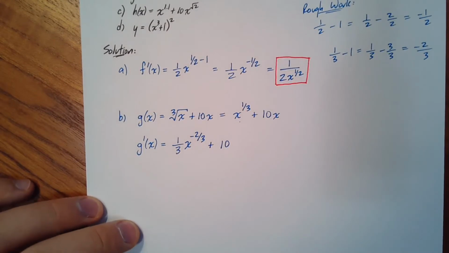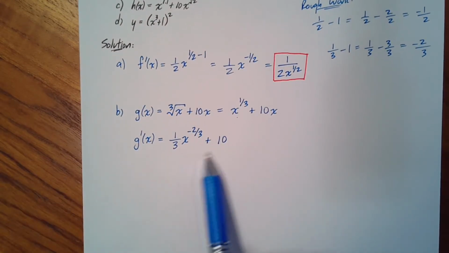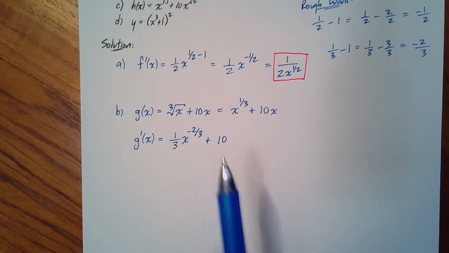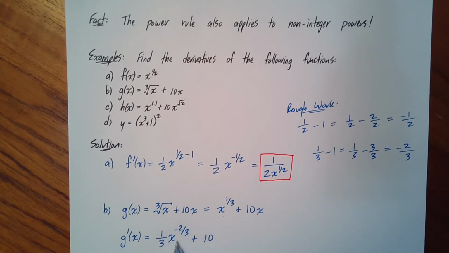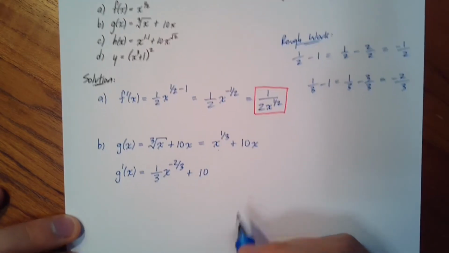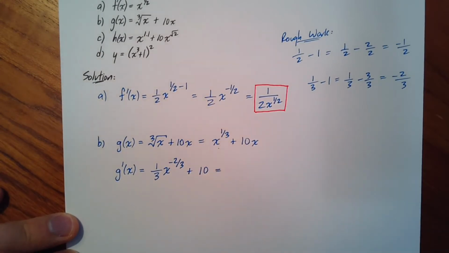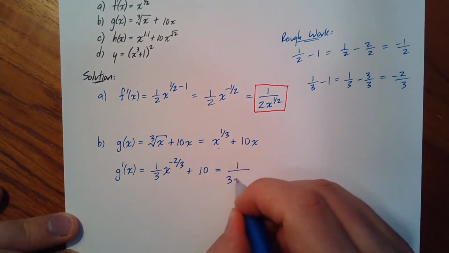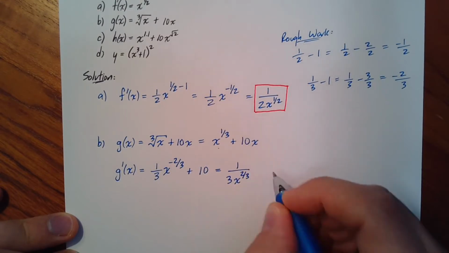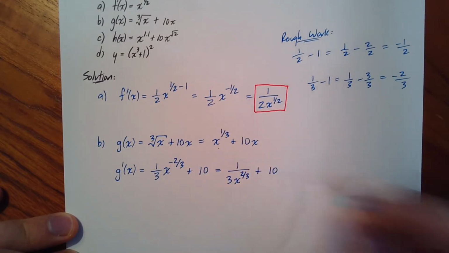Okay, and technically this is correct, but I'm going to argue that this is not a good way to leave it, because in our example, we had a fractional exponent. It's negative and fractional. Well, let's get rid of the negative exponent first, and then I'll look at why we should still go further than that. So first I'm going to write this as 1 over 3 x to the 2/3 plus 10.